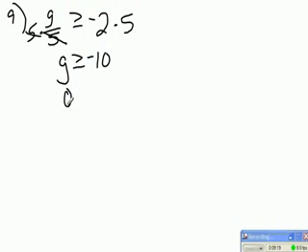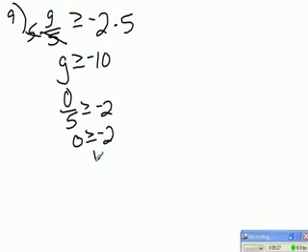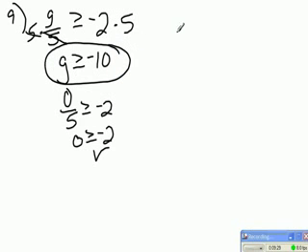So I'll replace my g with 0. Put in 0 over 5 is greater than or equal to negative 2. That's 0. Is 0 greater than or equal to negative 2? Yes, it is. So my answer is correct. Number 11. We have n over 10 greater than or equal to 5.4.